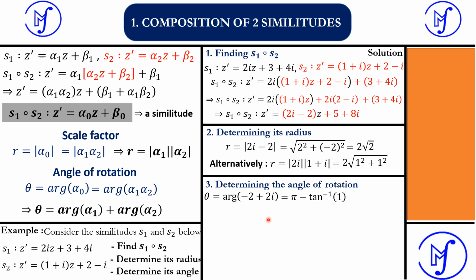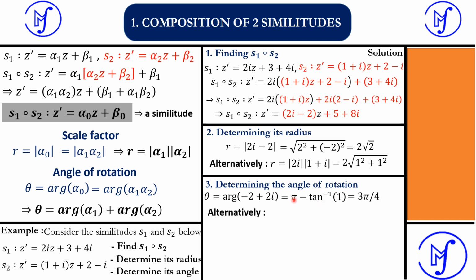On the second quadrant, the argument is pi minus tan inverse of the imaginary part on the real part, taking the positive signs only. So you have pi minus tan inverse of 2 on 2. Don't take the negative sign, like I said. We take the absolute value when we are taking the tan inverse, after applying the formula pi minus it. So pi minus tan inverse of 1 gives you pi minus pi on 4, which is 3 pi on 4.